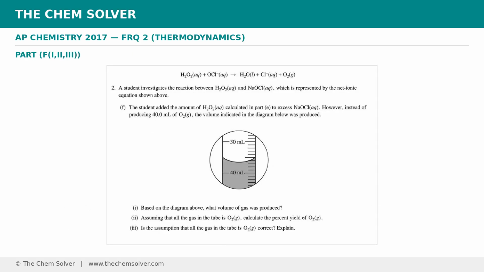F. The student added the amount of H₂O₂ calculated in part E to excess NaOCl. However, instead of producing 40.0 milliliters of O2, the volume indicated in the diagram below was produced. 1. Based on the diagram above, what volume of gas was produced? 2. Assuming that all the gas in the tube is O2, calculate the percent yield of O2. 3. Is the assumption that all the gas in the tube is O2 correct? Explain.